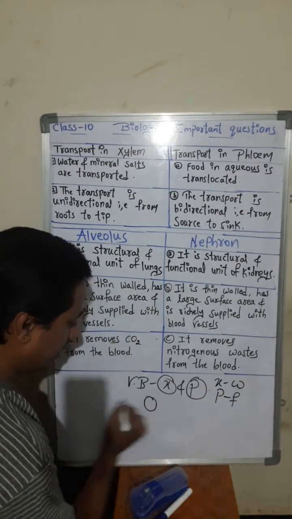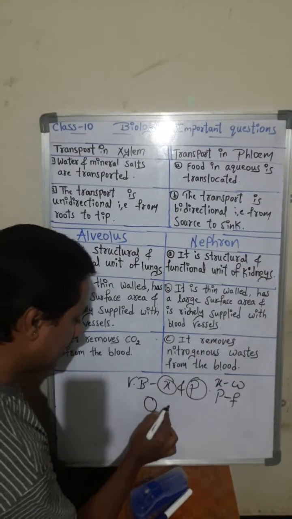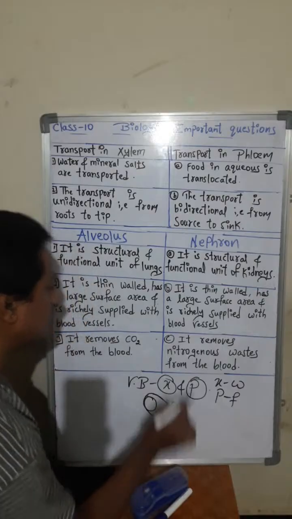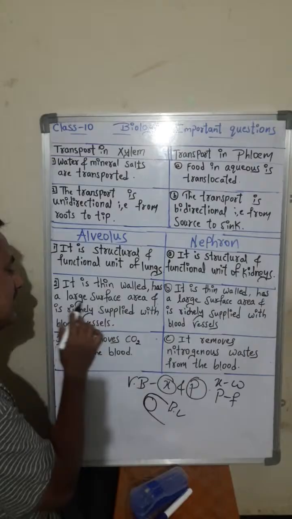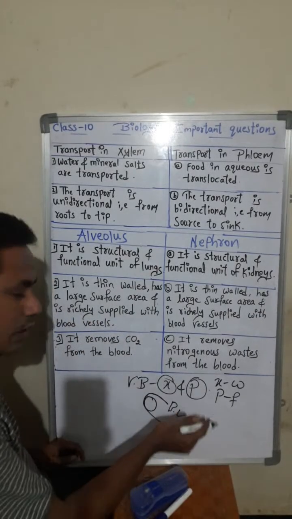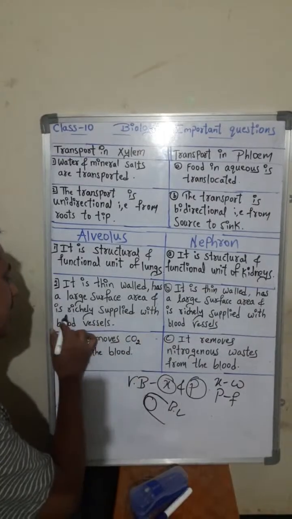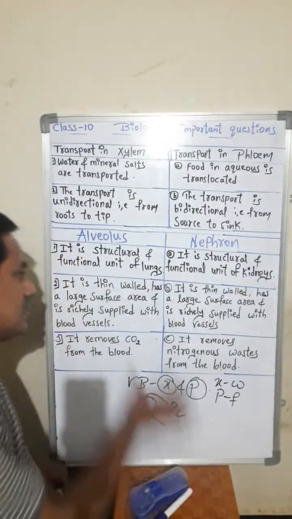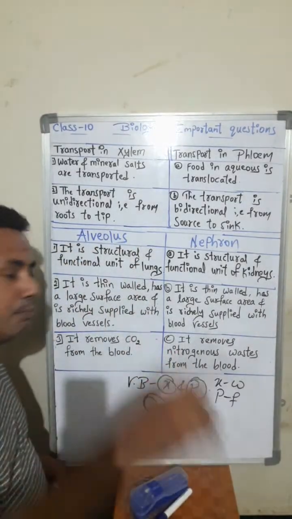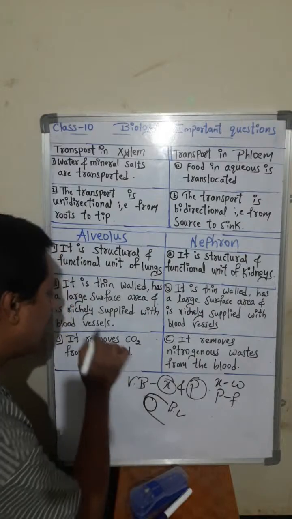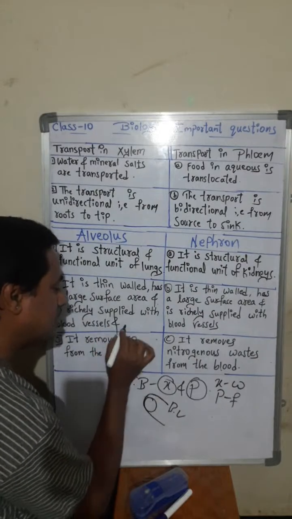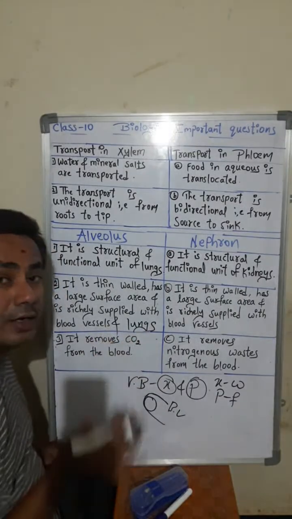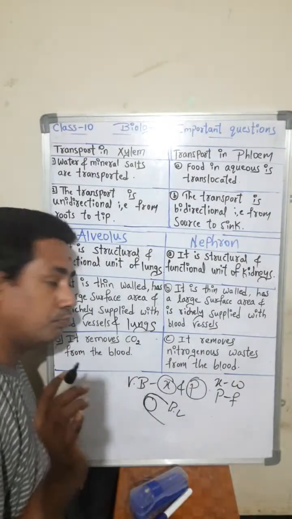Alveoli are very thin, okay, and they are richly supplied with blood vessels. It is thin walled, has a large surface area. Okay, so large surface area for what? Exchanging of gases, and is richly supplied with blood vessels. Alveoli are richly supplied with blood vessels. It is thin walled and present in lungs. We have to add this, okay, because it is not added in so many important books.